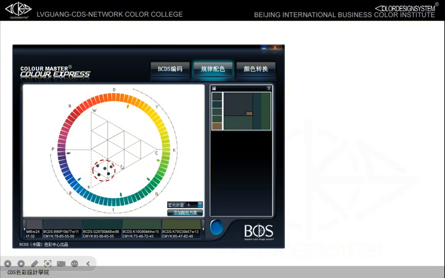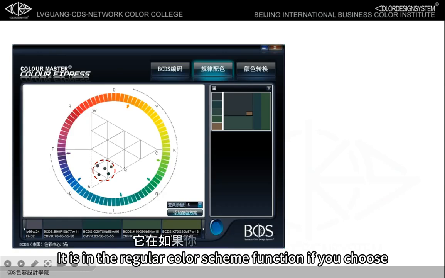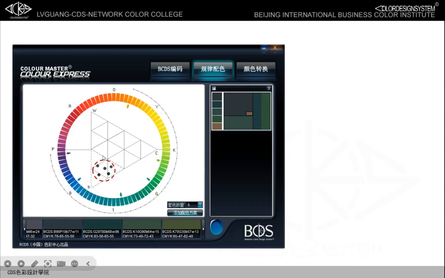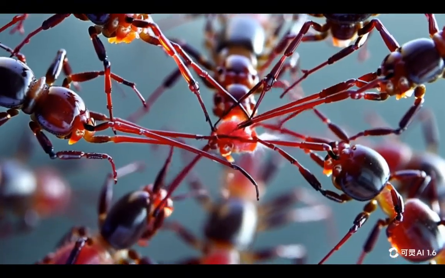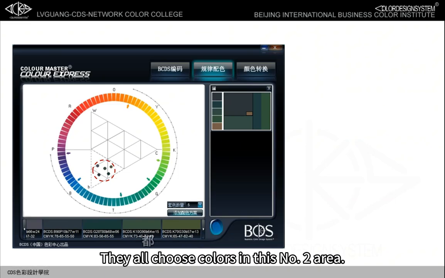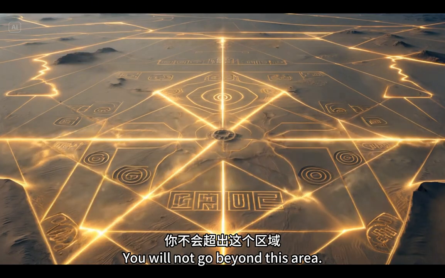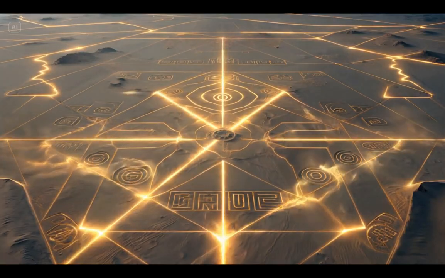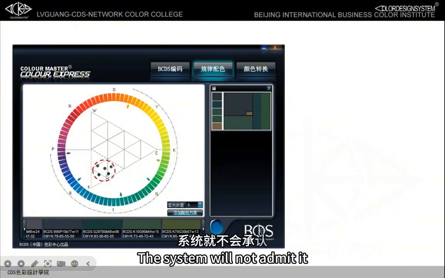Extracted color. In our Color Scheme Express, we have a function. It's our regular color scheme function. If you choose it, it will be in this area too. It creates an area of an ant line. You can choose any color here. They all choose colors in this number 2 area. You will not go beyond this area. If you go beyond this area, the system will not admit it.